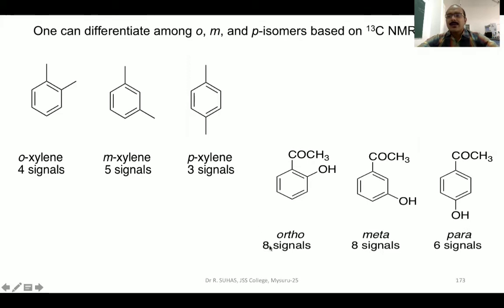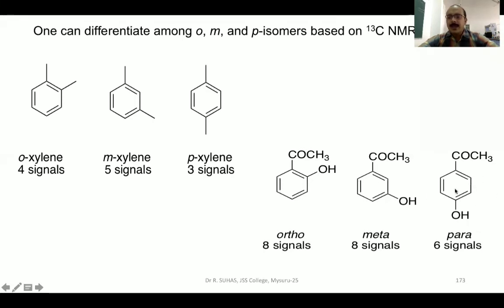Here, ortho and meta will give 8 signals, whereas para will give 6 signals. So how is it done? For the ortho isomer, 1, 2, 3, 4, 5, 6, 7, 8. Here, all the carbon atoms are present in different environments. That results in 8 different signals. If you see 8 signals, you can say that it is ortho or meta. Even meta, you are going to get 8 signals. How is it? 1, 2, 3, 4, 5, 6, 7, 8. All the 8 carbons are present in different atmospheres.